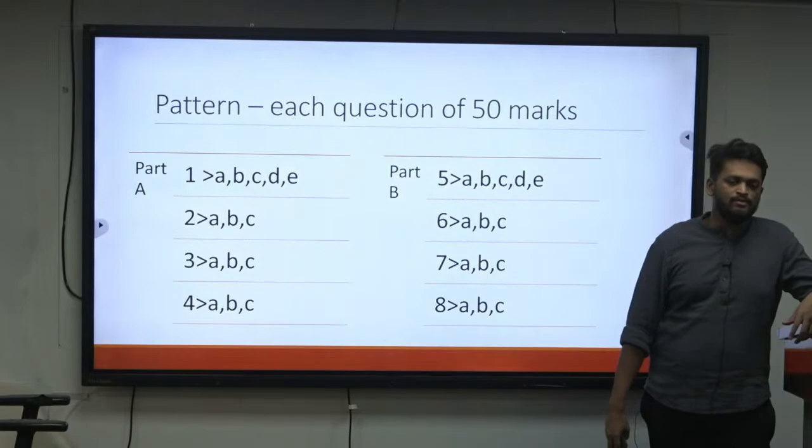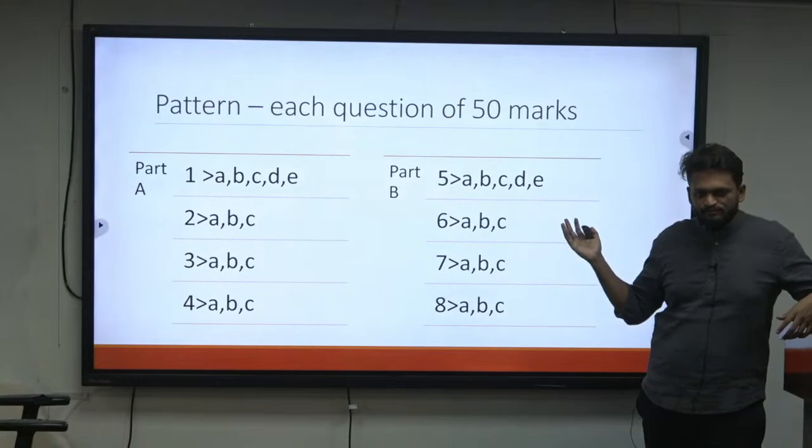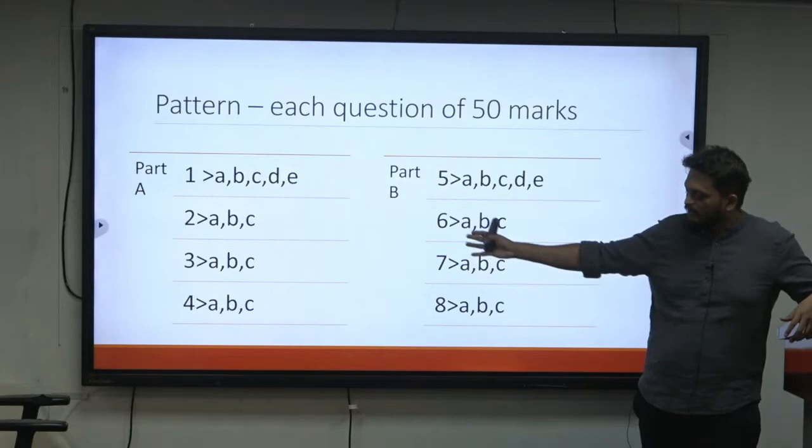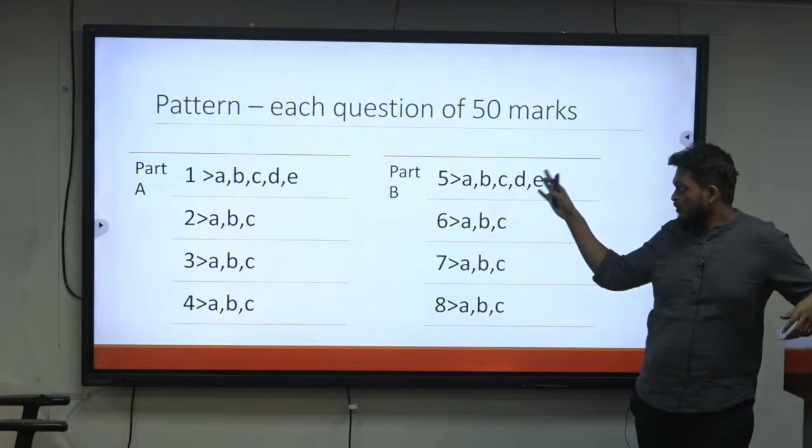So after you have written 2, how many are remaining out of 5? 3 are remaining. You can choose 2 there and 1 here, or 2 here and 1 there. However you want, you can split it. Basically, these 2 are mandatory questions. This is the current pattern of every option.